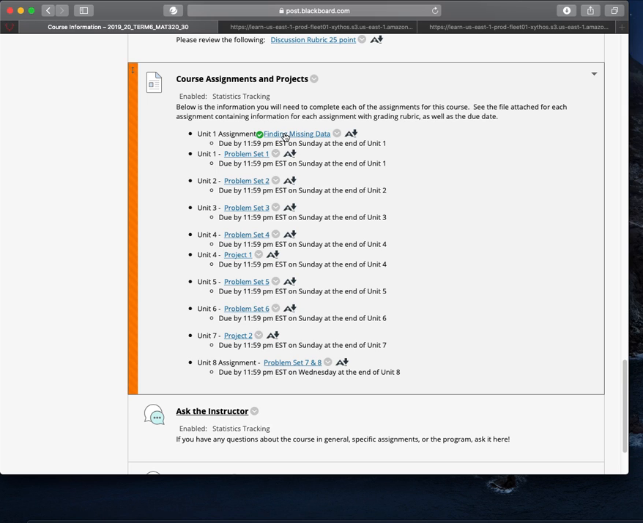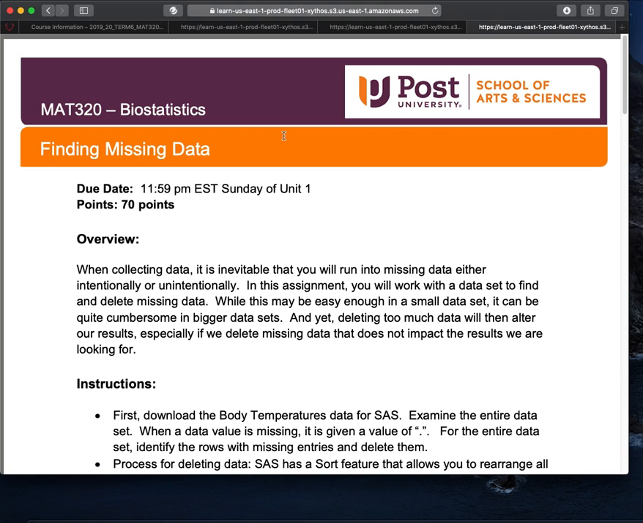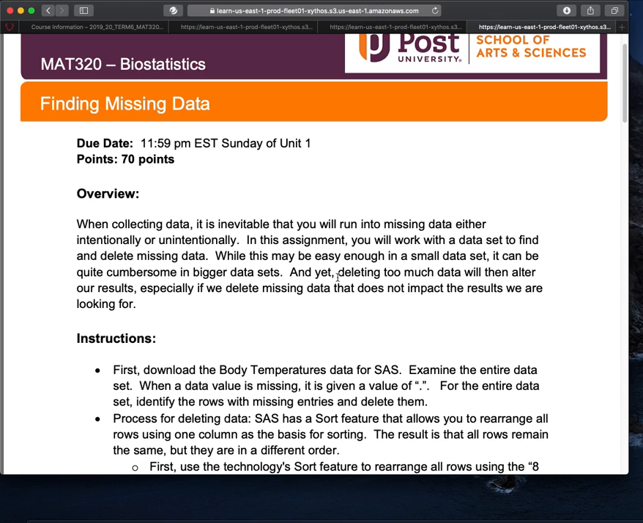So let's start with the assignment here. This is finding missing data. And you might be wondering, what on earth is the whole point of this particular assignment? The whole point is, essentially speaking, to use SAS, to become familiarized with it, and use it to, in this case, find missing data. Now, I'll talk more about this when we get to the Unit 1 video and the Unit 1 content, but just be aware this is one of the first assignments.